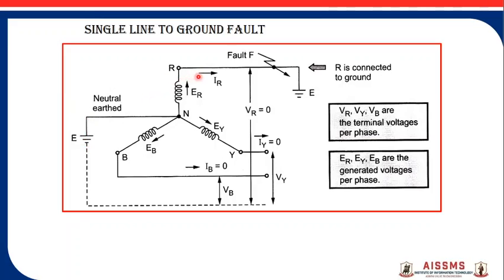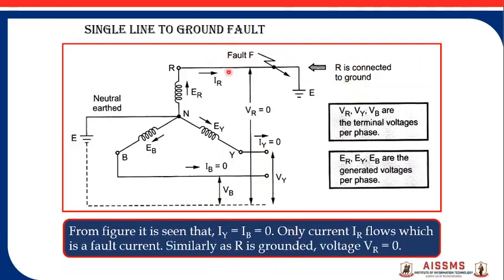The current flowing through the R phase is IR, the current flowing through the Y phase is IY, and the current flowing through the B phase is IB. Let us say the fault occurs between line and the ground. Let us consider R is the line and the fault occurs between R phase and the ground. So R is connected to the ground.